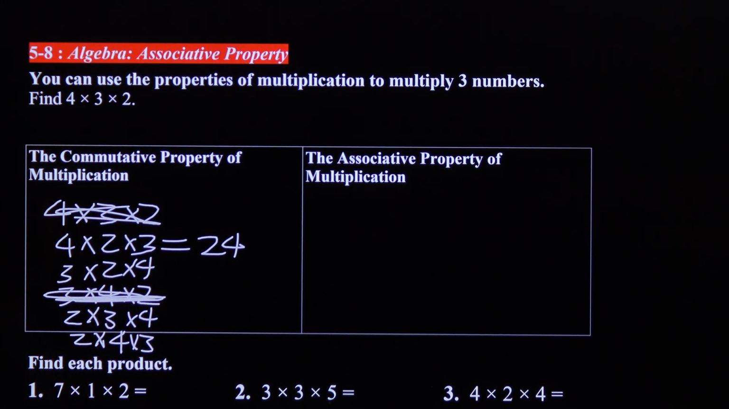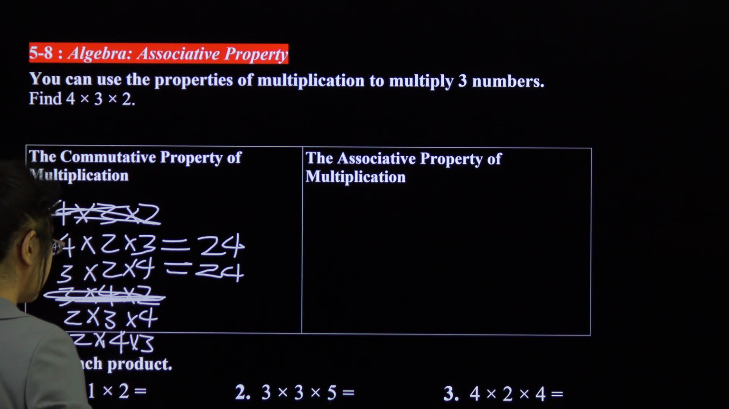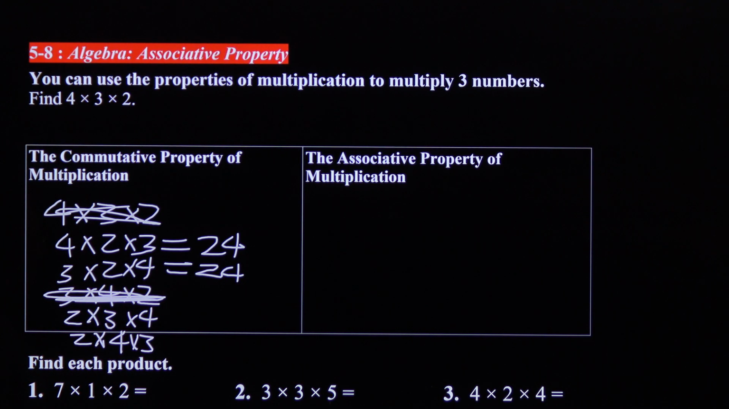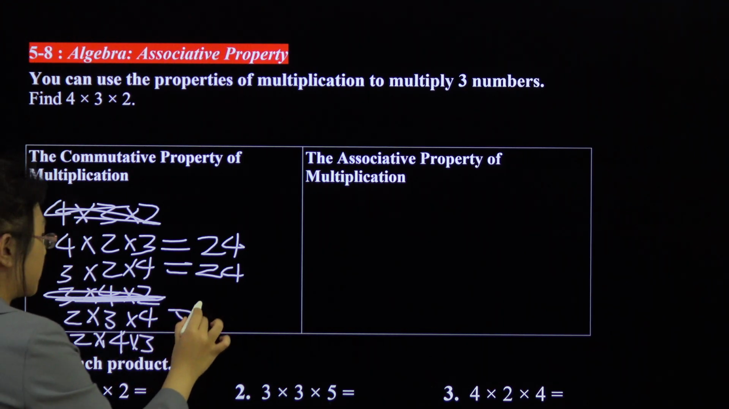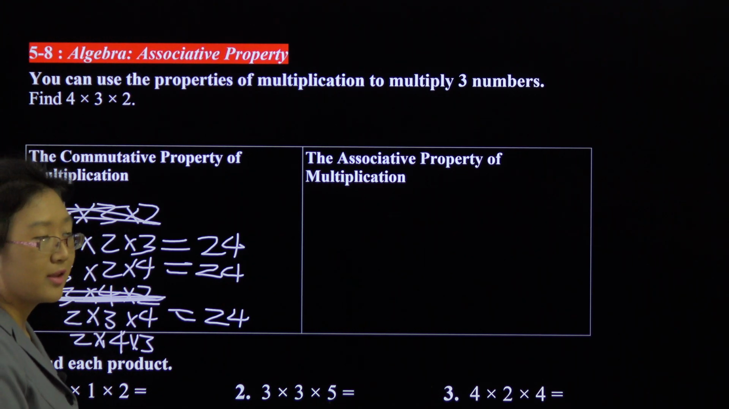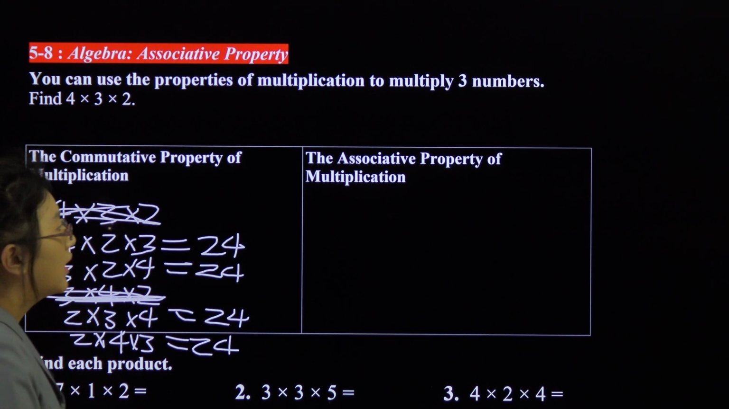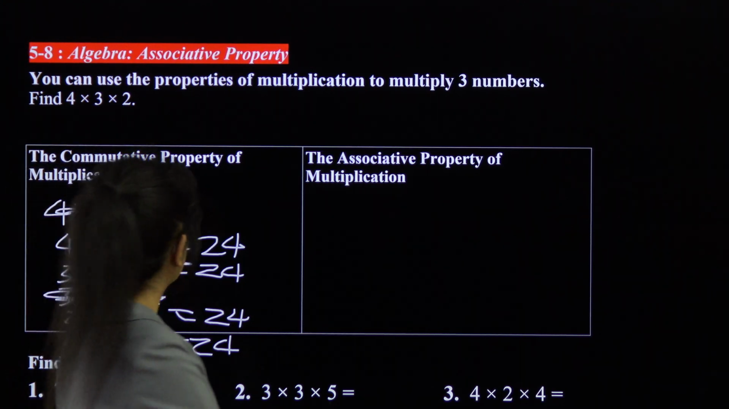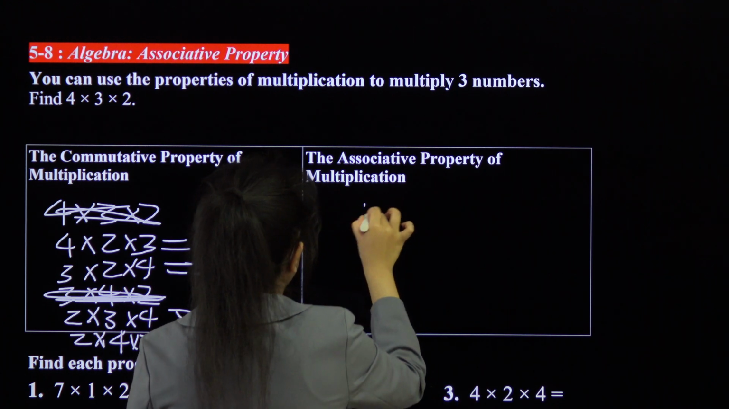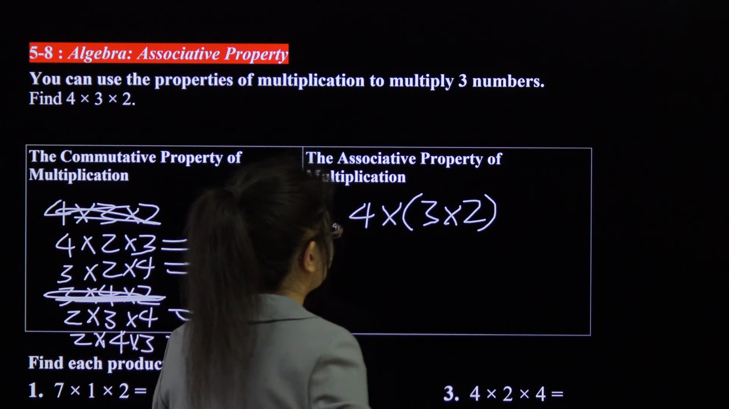3 times 2 times 4, 3 times 2 is 6, 6 times 4 is 24. 2 times 3 times 4 is, well, still 6 times 4, which is still 24. And 2 times 4 times 3 is still 8 times 3, which is still 24. You can also use the associative property of multiplication, and you end up with stuff like this.